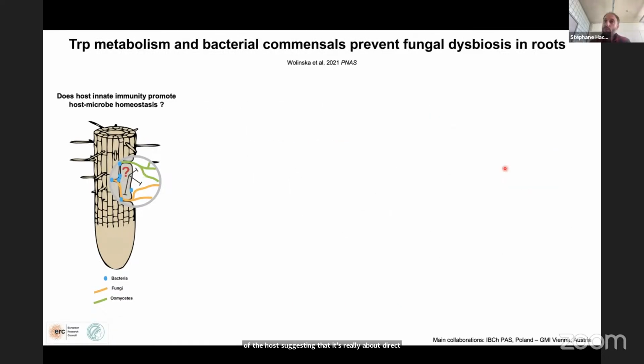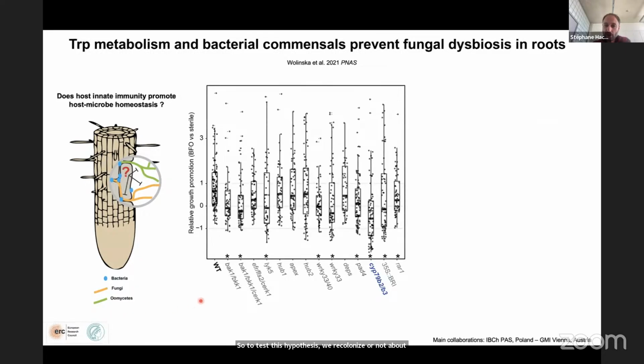So the next question we ask is then, what's the relevance of the host innate immunity if the bacterial commensals already provide a first layer of protection? So to test this hypothesis, we recolonized our gnotobiotic systems again with these complex multi-kingdom microbial communities in the context of immunocompromised plants, immunocompromised Arabidopsis that you can see here. And we looked at the relative growth promotion, so the extent to which these microbes can promote Arabidopsis compared to the sterile conditions. And you can see that in the context of wild-type plant, in the context of an intact innate immune system, we see a microbiota-mediated growth promotion, which is impaired here in many of these immunocompromised plants that are indicated here with stars, really suggesting that an intact innate immune system is needed for microbiota-mediated growth promotion in our reconstitution systems.